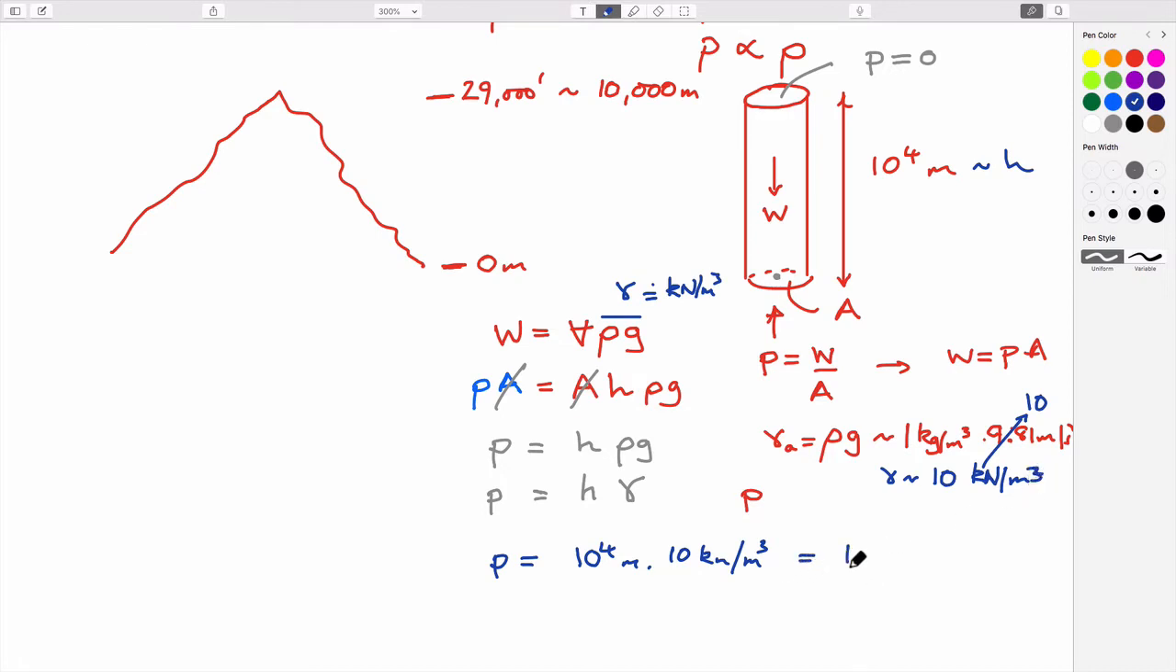which is equal to 10 to the 5 newtons per meter cubed. This isn't kilonewtons, this is just newtons. 10 newtons per meter cubed.